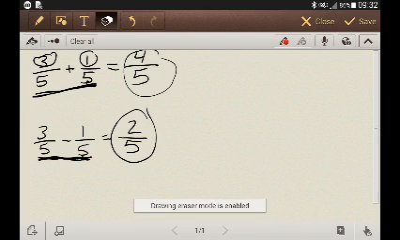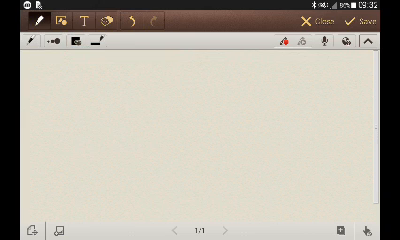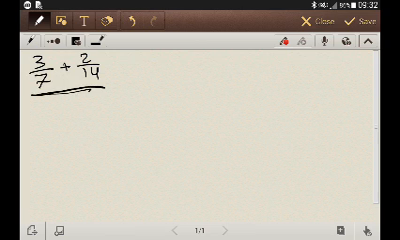But let's say you have different denominators in this case. Let's say you have 3 over 7 plus 2 over 14. I have to make sure that both denominators are the same. In this case I have 7 and 14. They are not the same, so I need to make them the same.